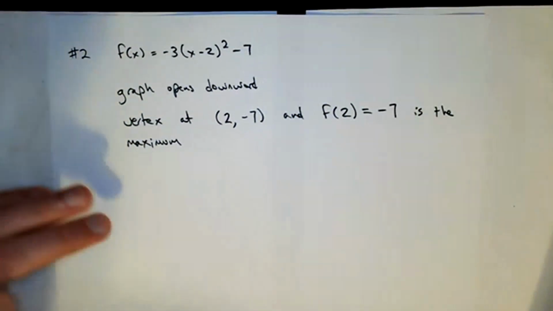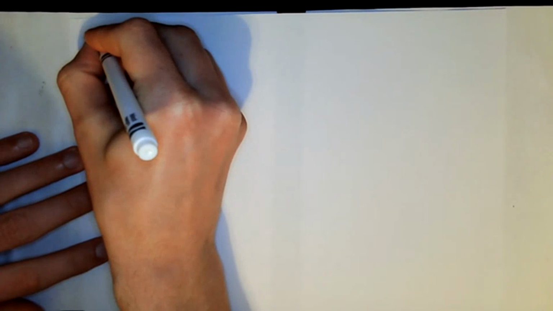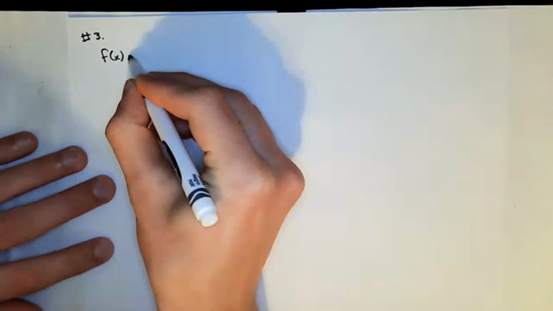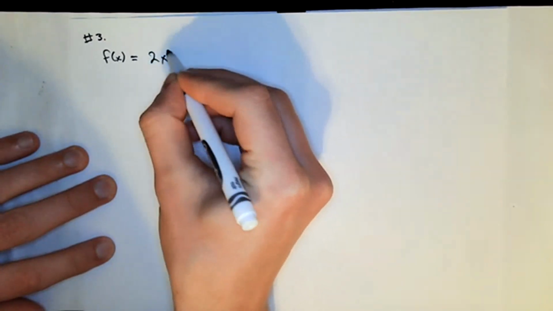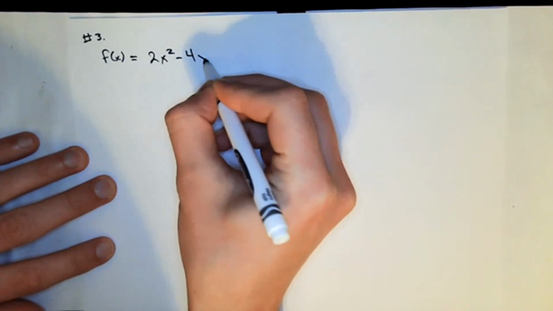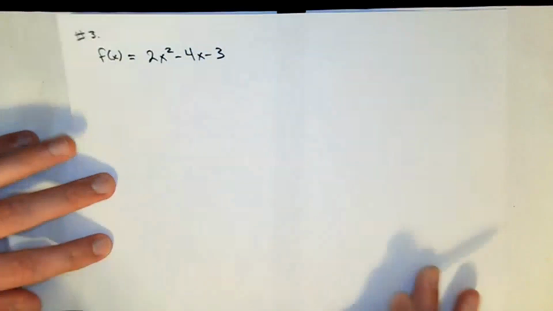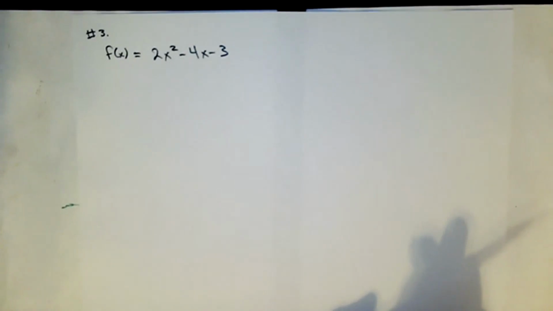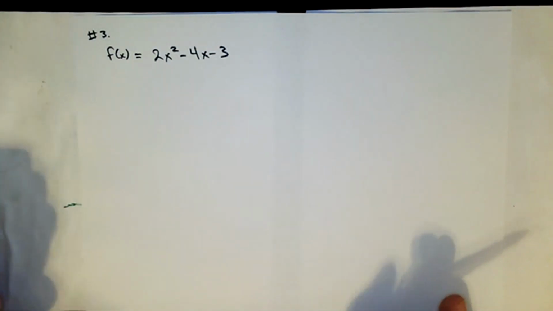Now, number 3 is a bit more interesting because it's not given in standard form. It's given in, what do I call this? Just a normal form. So this is number 3 in the 3.1 WebAssign. It's given in this normal polynomial function form, so it's not factored and cleaned up for us. It's not in that standard form.